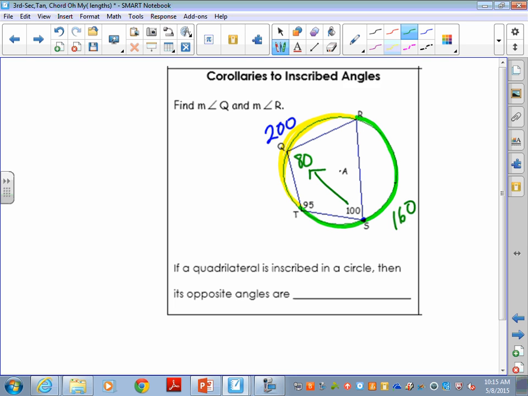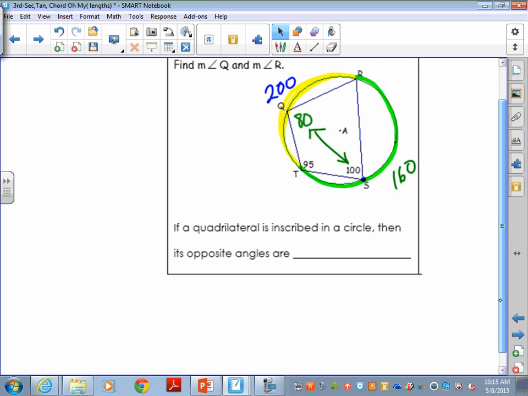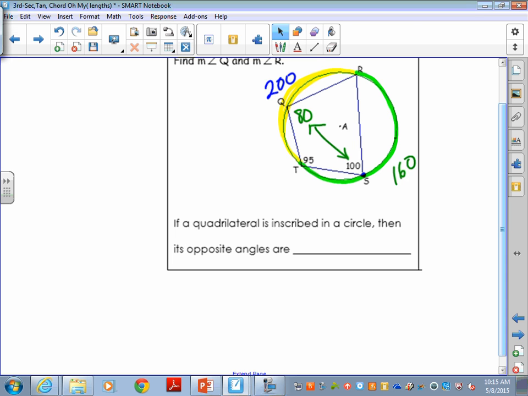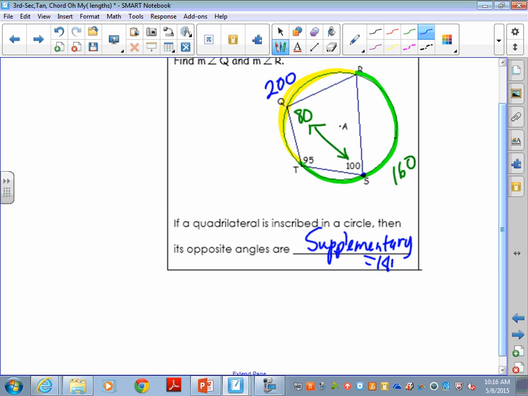All right, so now I want you to look at Q and S. Okay? What's the relationship do you think is between Q and S? First, look at their location. How are they related to each other? They're opposite. Okay. And then together, their sum is supplementary because they have a sum of 180. So here's the rule. If a quadrilateral is inscribed in a circle, then the opposite angles are supplementary. That always happens. So that means they equal 180. And that means, yes, angle R would be 85.